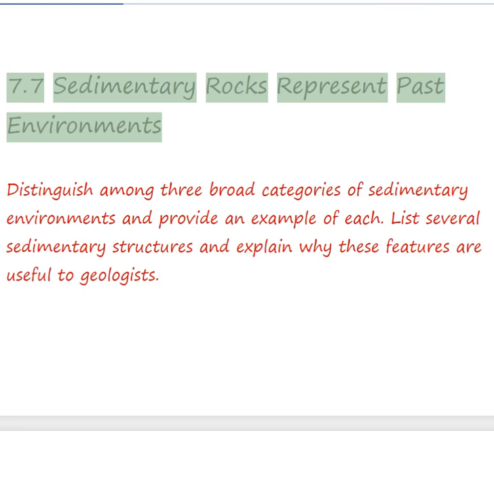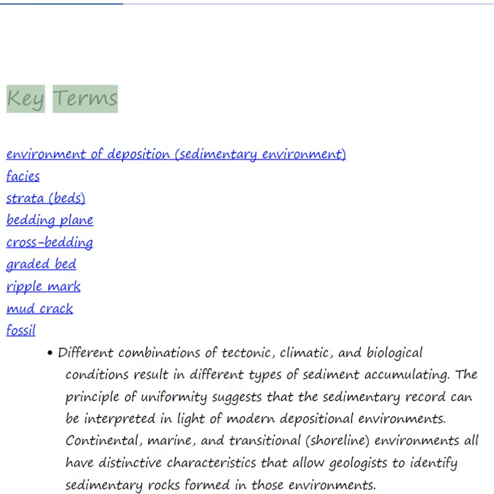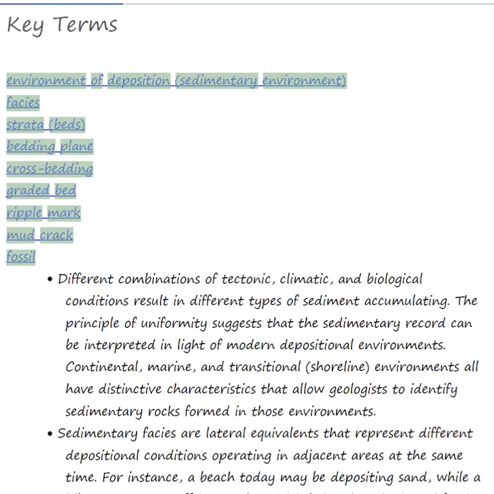7.7 Sedimentary rocks represent past environments. Distinguish among three broad categories of sedimentary environments and provide an example of each. List several sedimentary structures and explain why these features are useful to geologists. Key terms: environment of deposition, facies, strata, bedding, plane cross-bedding, graded bed, ripple mark, mud crack, fossil.